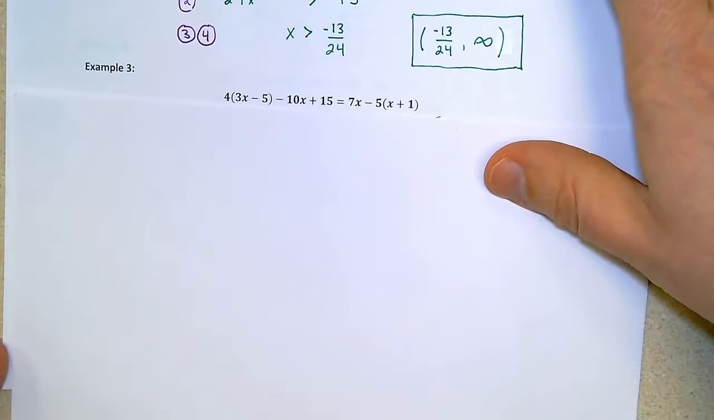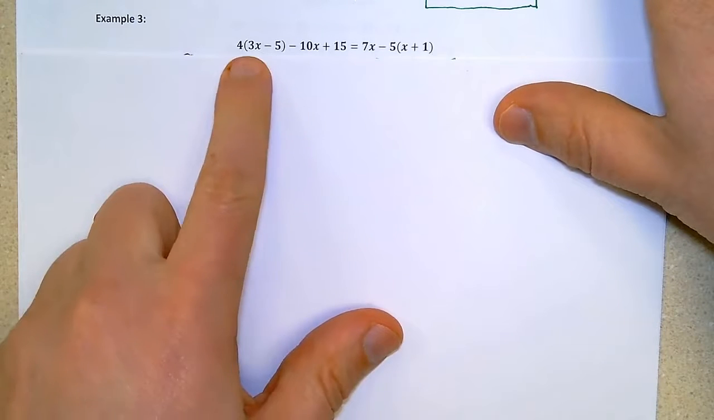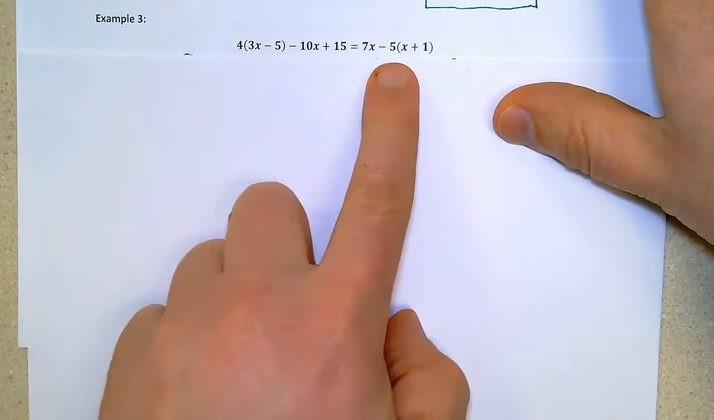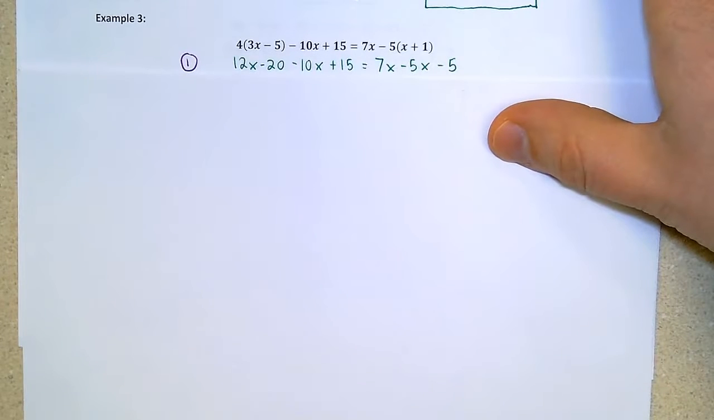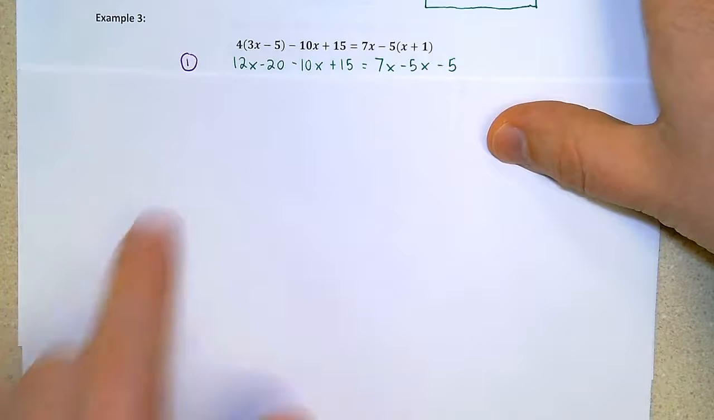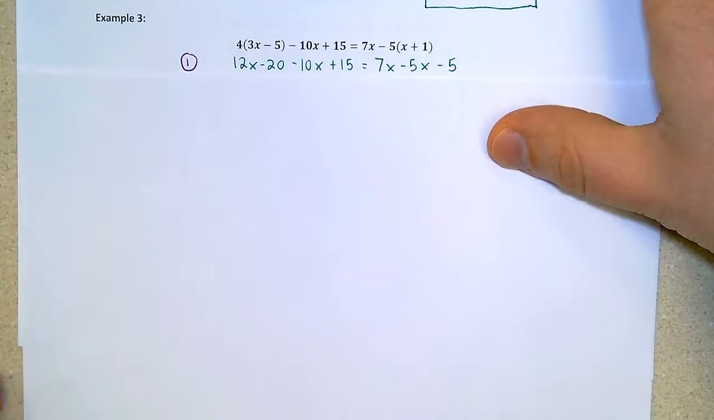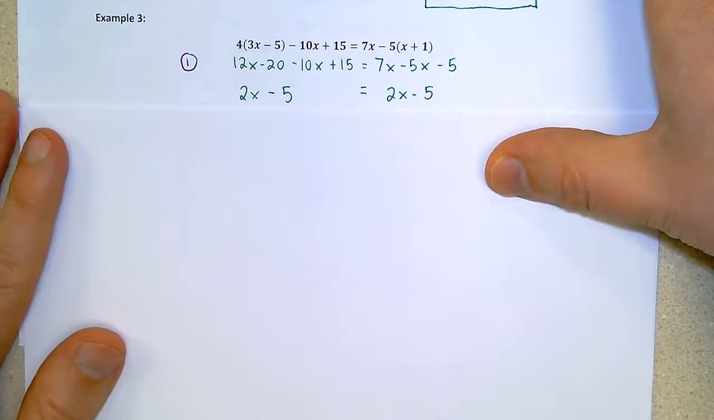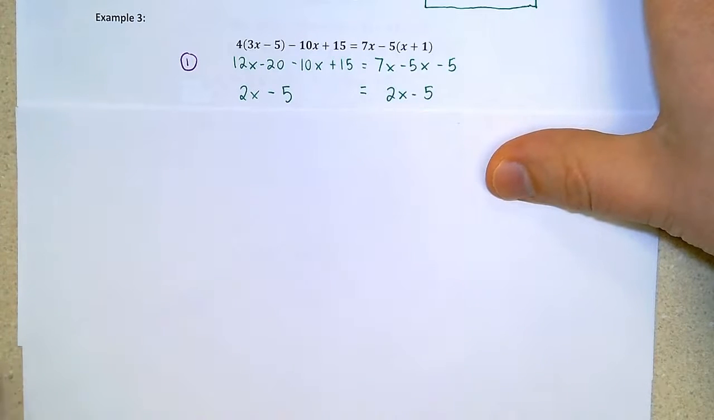Example 3. Same process, we're going to distribute the 4 to get rid of that first parenthesis set, and distribute the negative 5 to get rid of the second parenthesis set. Then we will gather our like terms together, 12x and negative 10x. And we arrive at a true sentence. 2x minus 5 equals 2x minus 5.